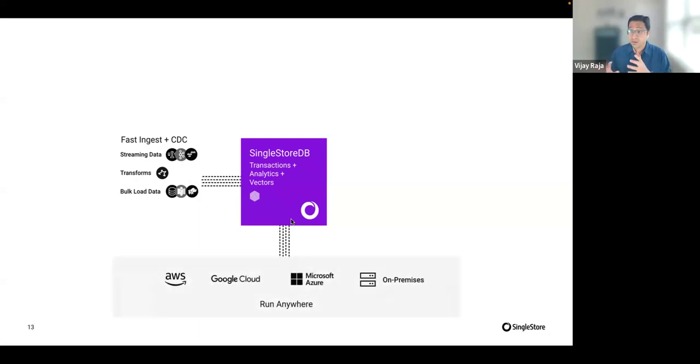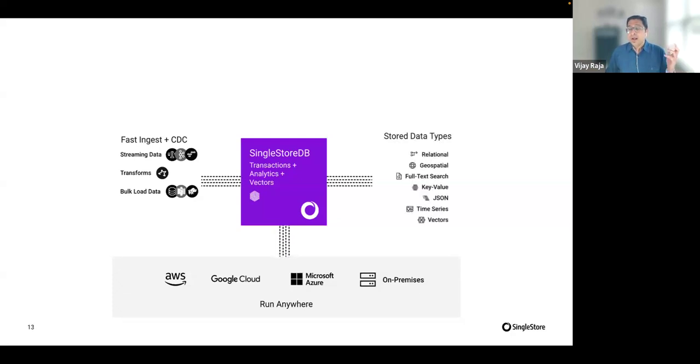Now, like PlanetScale, you can run this on any of the leading clouds. You can run this on AWS, Google Cloud, or Microsoft Azure, or we even have customers who are running this on-prem, right? That's another attribute. If tomorrow you want to, like a lot of the banks do, run this on-prem, we have customers running this on-prem as well, okay?